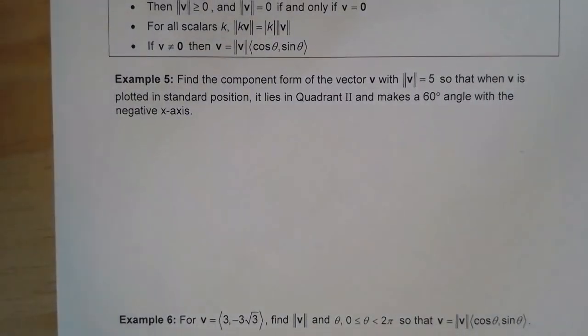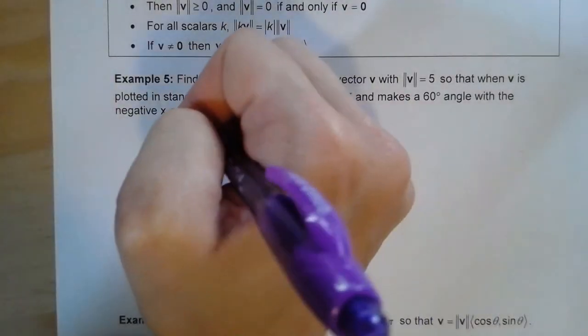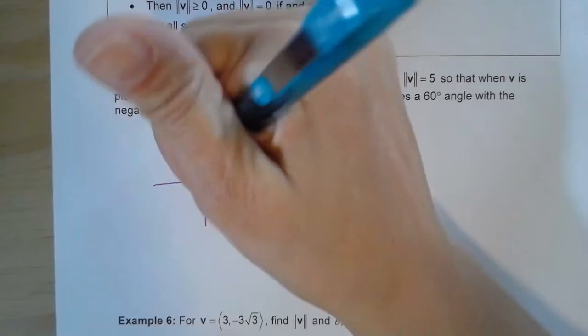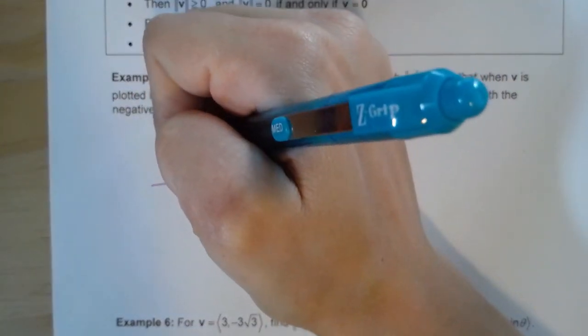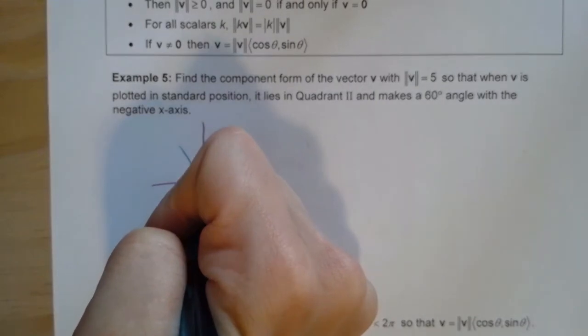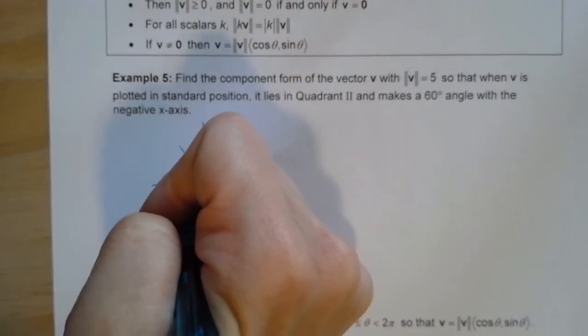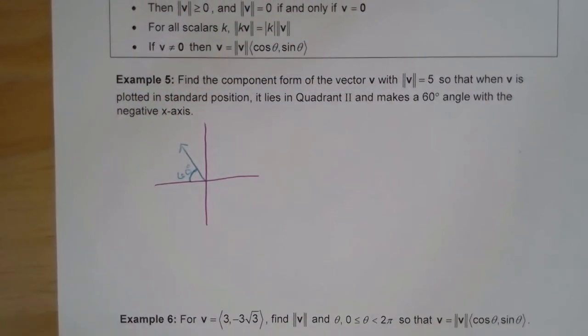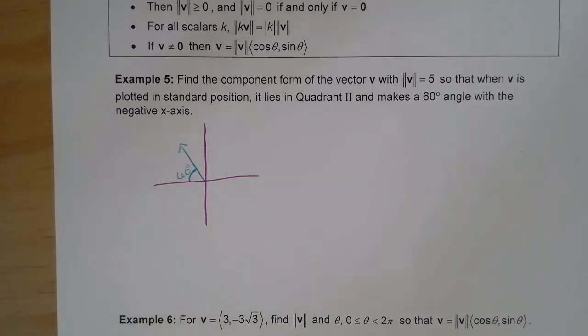So example 5 says, find the component form of the vector v where the magnitude is 5 so that when v is plotted in standard position, it lies in the second quadrant and makes a 60-degree angle with the negative x-axis. So right there, I want to picture it. Let's draw it out. It's in the second quadrant, and we know it makes a 60-degree angle with the x-axis. Okay, so this is where our vector is. All right, so we want to find this vector in component form.